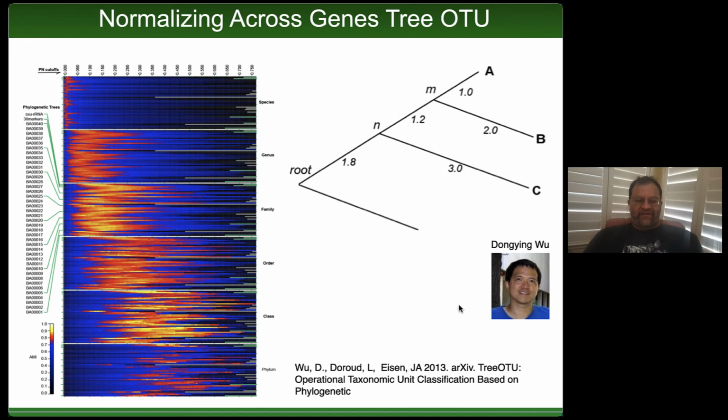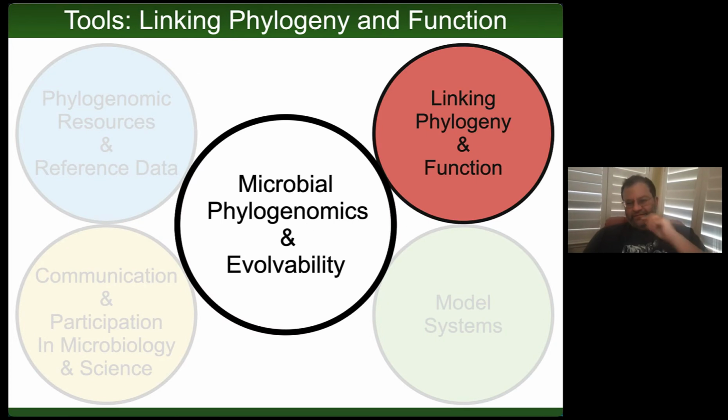Danying Wu in my lab developed a method that turns out to be really useful, I think, which is when you build trees of individual genes, the branch lengths in different parts of the tree can vary. And if you want to be able to compare multiple genes to each other or compare different parts of the tree to each other, it's really helpful to normalize the branch lengths across the tree by doing some type of weighting. And that's what he did with this TRIO2U method.